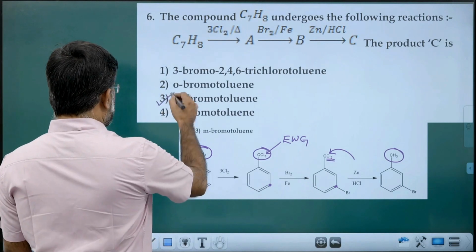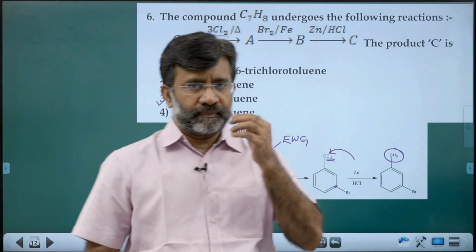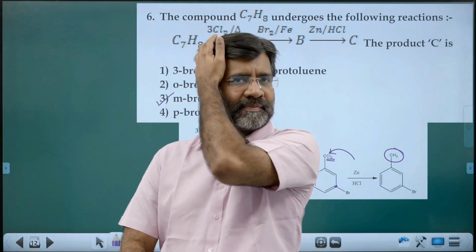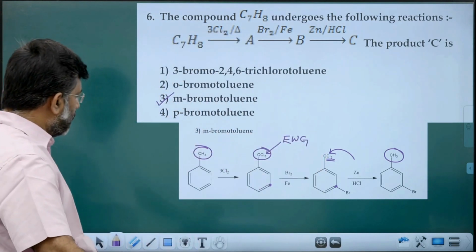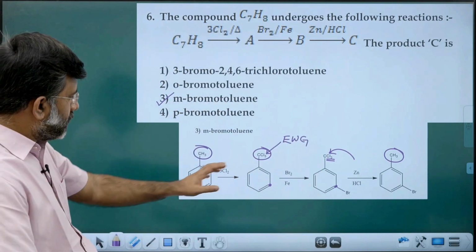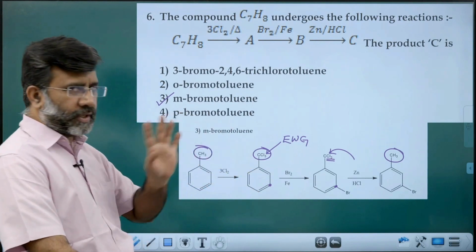Answer is third choice. Hope it's clear. Next one. So the bromine comes at meta position because of the first step operation. Okay.